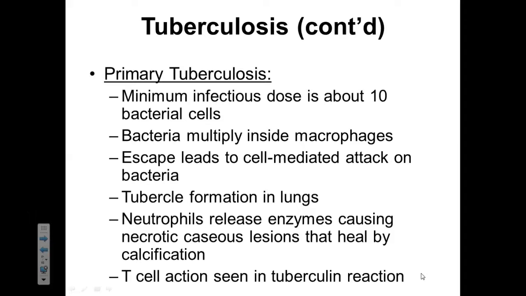Within our lungs in particular, a growth known as a tubercle can form. These tubercles are going to be large masses of dormant bacterium, and neutrophils will release enzymes at these tubercles that can cause necrotic caseous lesions that will heal by themselves through calcification. So first the tubercle forms, then the neutrophils of our bodies attack the tubercle, and then that leftover necrotic lesion will calcify. We've also seen that T cell action can be initiated in response to tuberculin exposure.